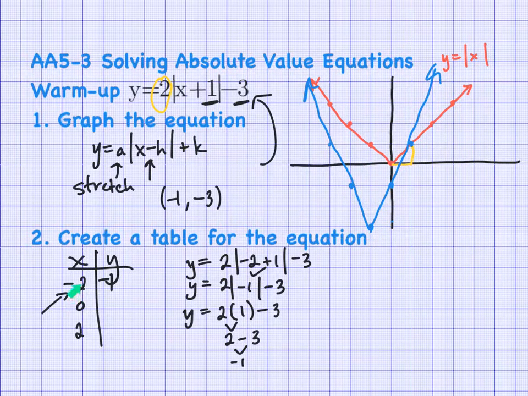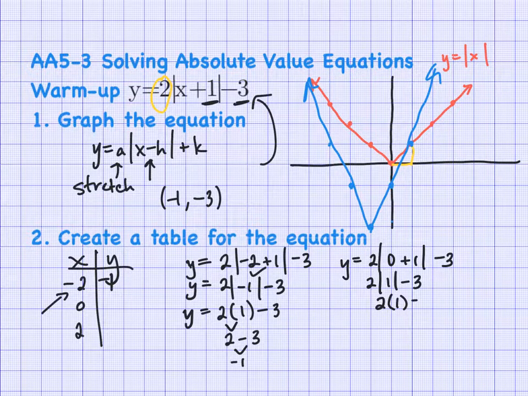So negative 2, negative 1 is my point, so that's that point right there. For 0, same process. y equals 2 times the absolute value of 0 plus 1, minus 3. 2 times the absolute value of 1 minus 3, so that's going to be 2 times just 1, because the absolute value of anything is going to be the positive. 2 minus 3 is also negative 1. So that is that point right there.